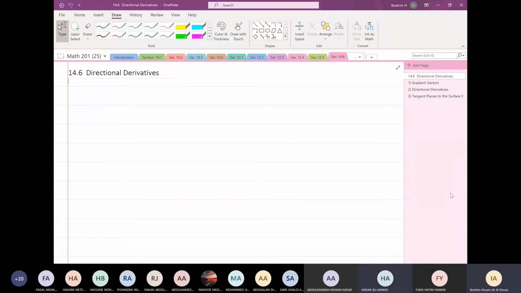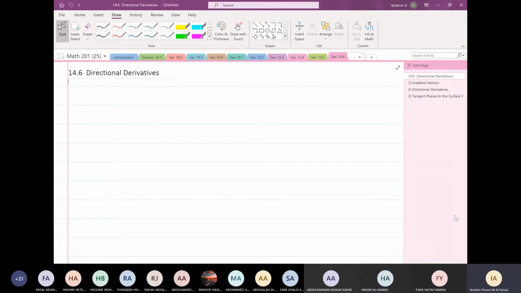Sorry for interruption, but in the syllabus, it's written that it's up to 14.8. Yeah, I know, but it is up to 14.7. Okay, correction. Yes. Okay, 14.7.